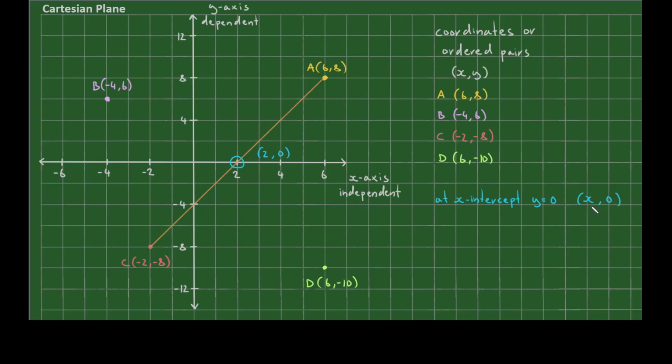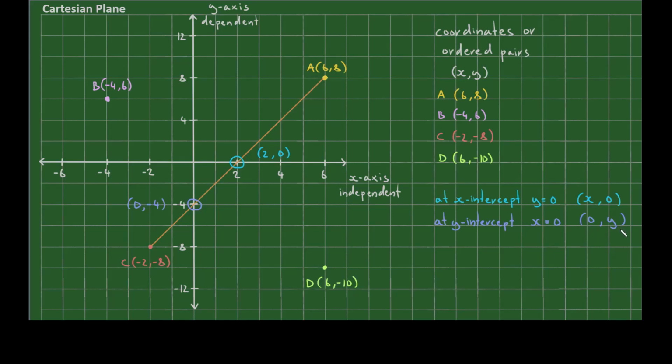The second point of interest is the y-intercept. This is the point where the line hits the y-axis. In this particular case, the coordinate for the y-intercept is 0, -4. The general expression for any y-intercept is to say that at the y-intercept, x equals 0. And the general coordinate would be 0 and then comma followed by y. The letter y represents the value where the line hits the y-axis.